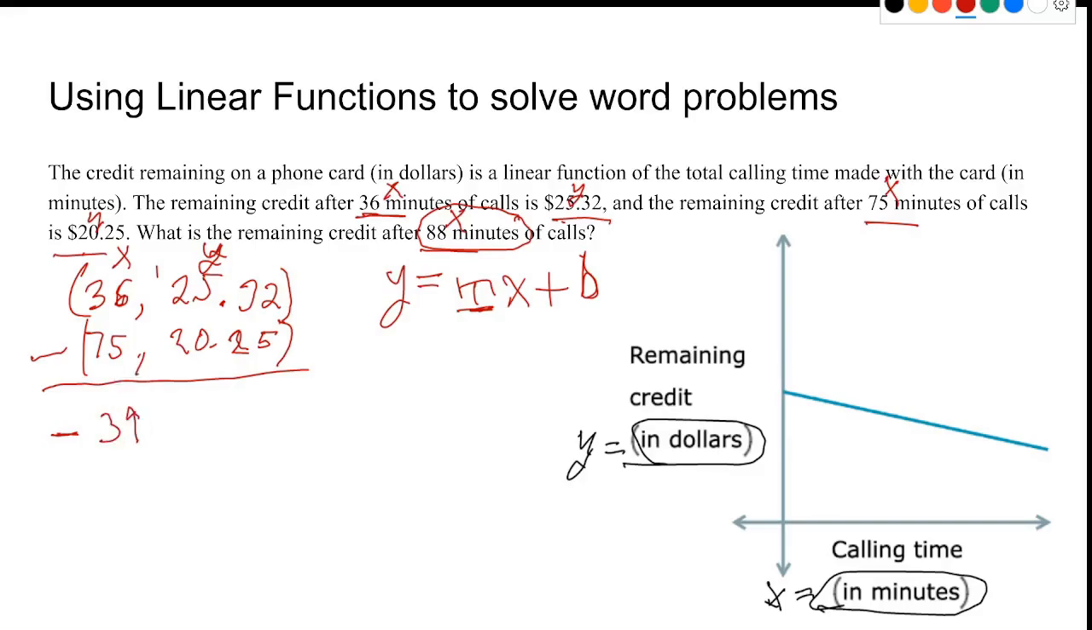It's good to double check it. That's good. I'm probably going to need to use a calculator on this anyway. And then 25.32 minus 20.25 is going to be 5.07.